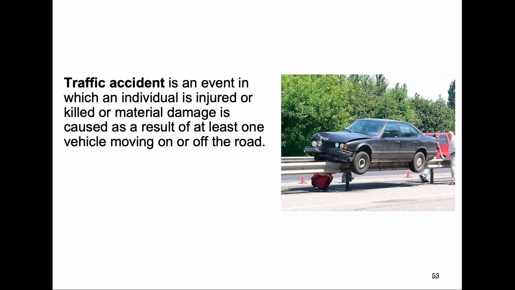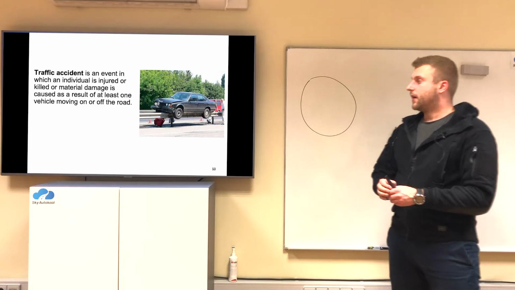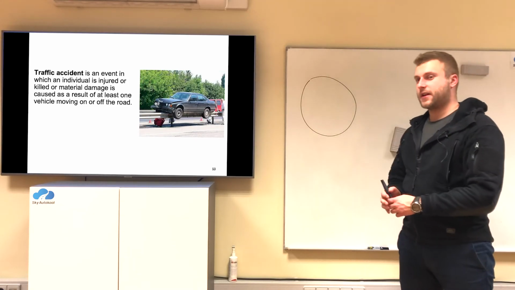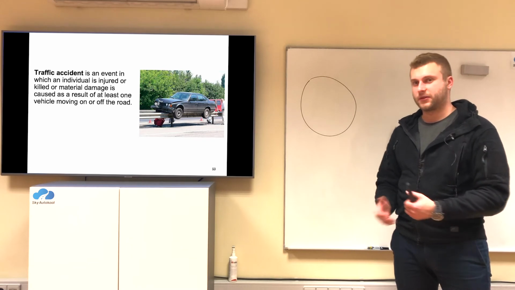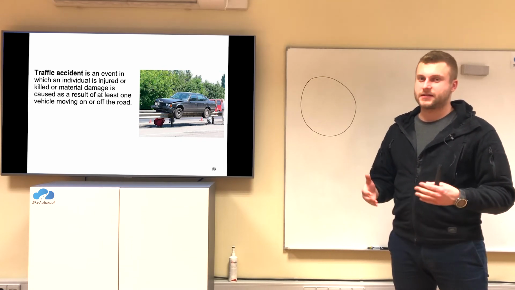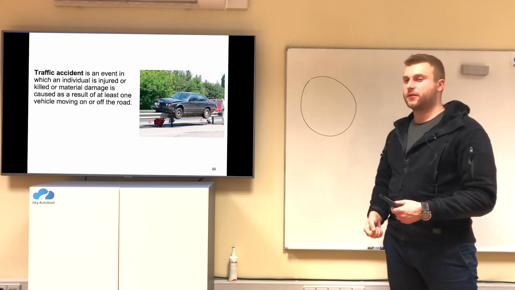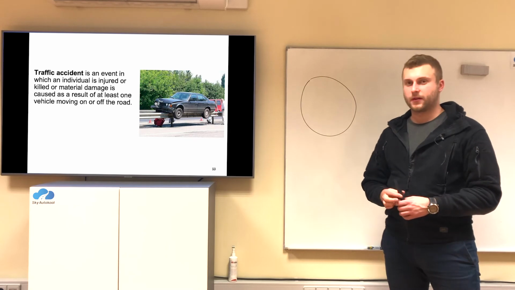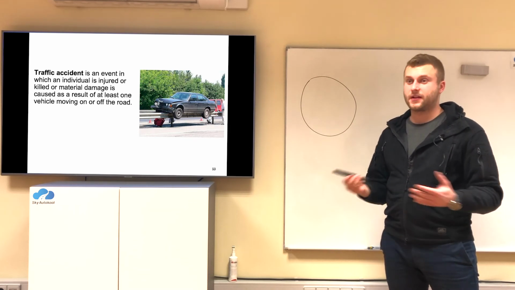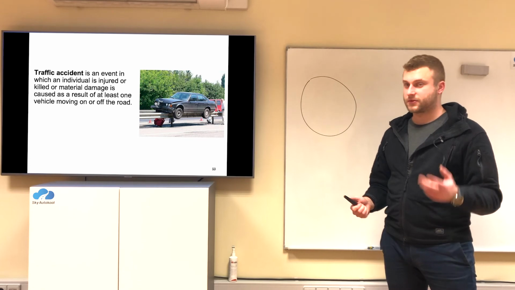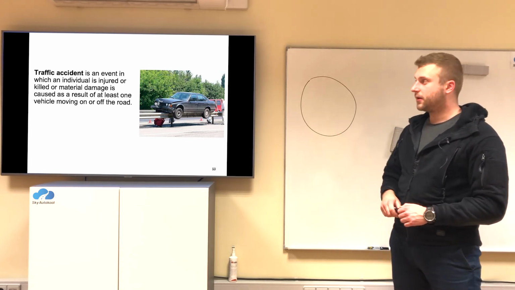Traffic accident is an event in which an individual is injured or killed or material damage is caused as a result of at least one vehicle moving on or off the road. One car is standing and one guy just punched it with something, with a hammer for example. So in this case it's not a traffic accident. If he punched this car with the hammer when the car was moving at least 1 kilometer per hour, then this is a traffic accident, because at least one car is moving according to this law.